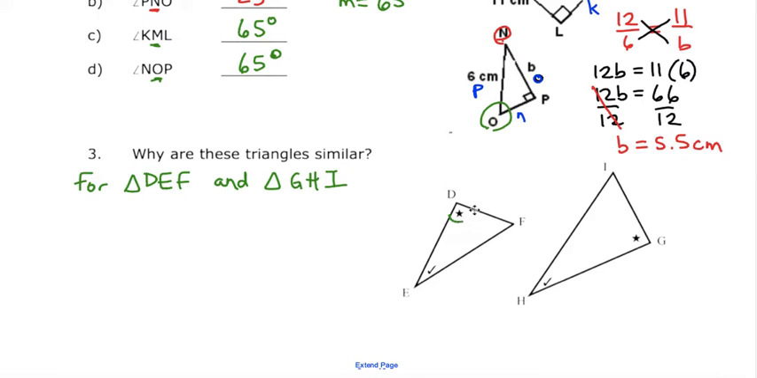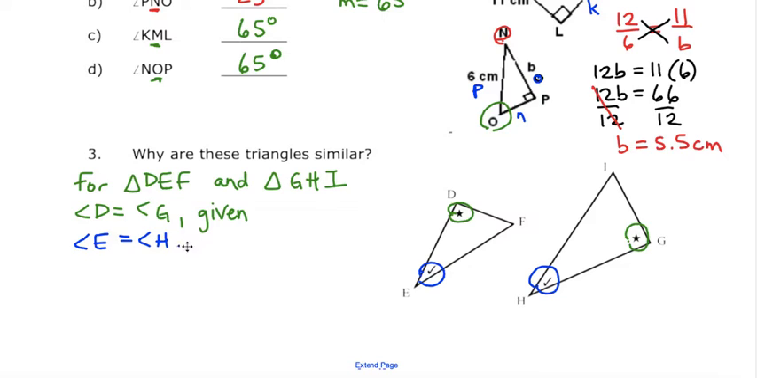Well, I know that angle D is equal to angle G. That's given to me. So angle D is equal to angle G. That's just given. I also know that angle E is equal to angle H. That's also given. And I also talked about this in that previous example.